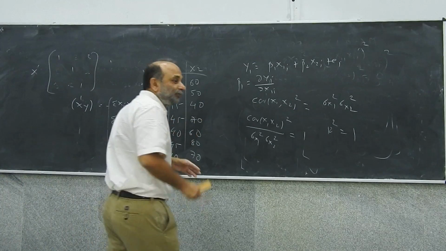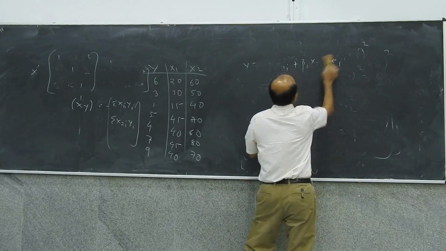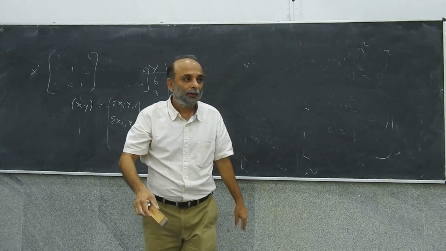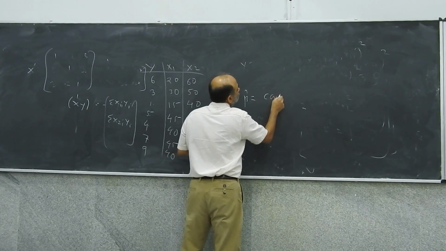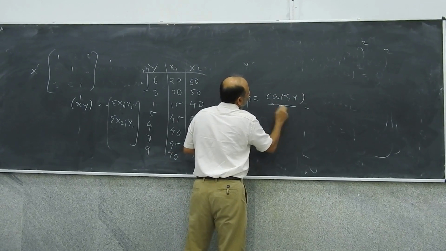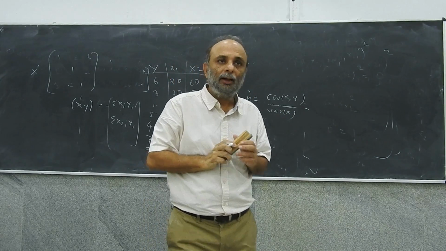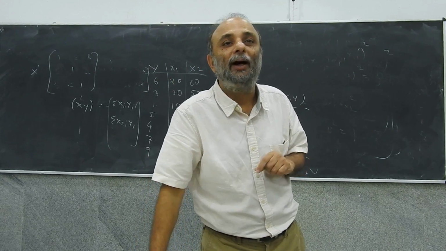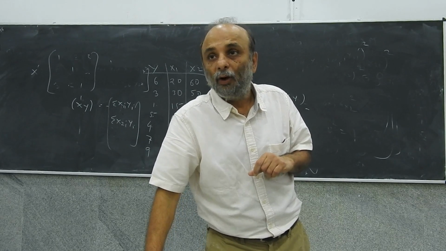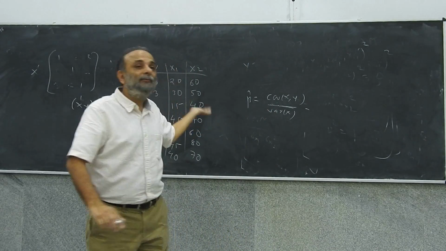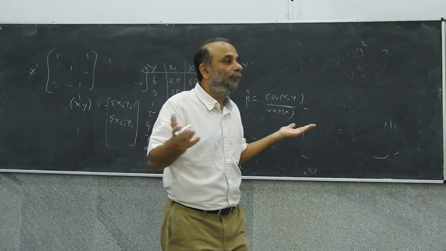In fact friends, even if you have a simple linear regression where there is just one explanatory variable, then how do you find beta hat? Beta hat is the covariance of x and y upon the variance of x. Right? Okay. In which case, when will the beta hat not exist? When the variance of x is 0.